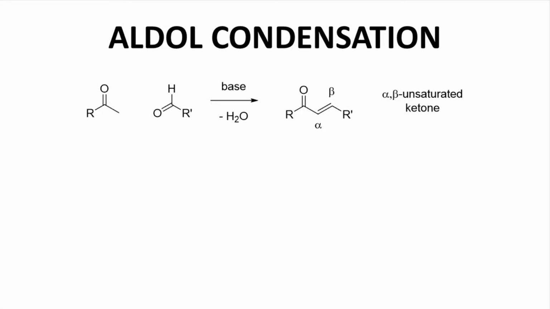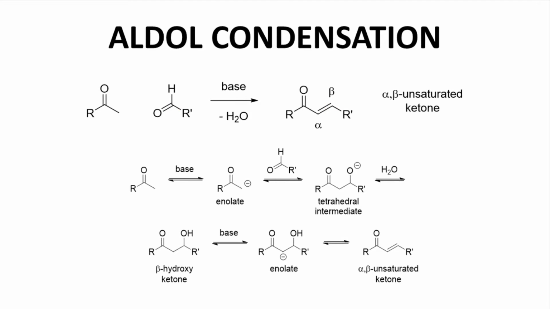The synthesis of dibenzylideneacetone goes through an aldol condensation. This reaction is a staple in organic chemistry. It starts with a ketone and an aldehyde. The reaction is normally performed in a base, and the product is an alpha-beta unsaturated ketone. The alpha carbon in the product comes from the carbon next to the ketone in the starting material, and the beta carbon arises from the aldehyde carbon.